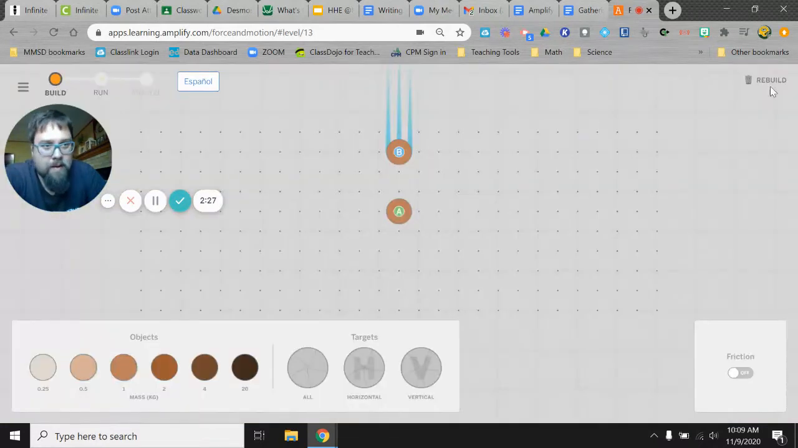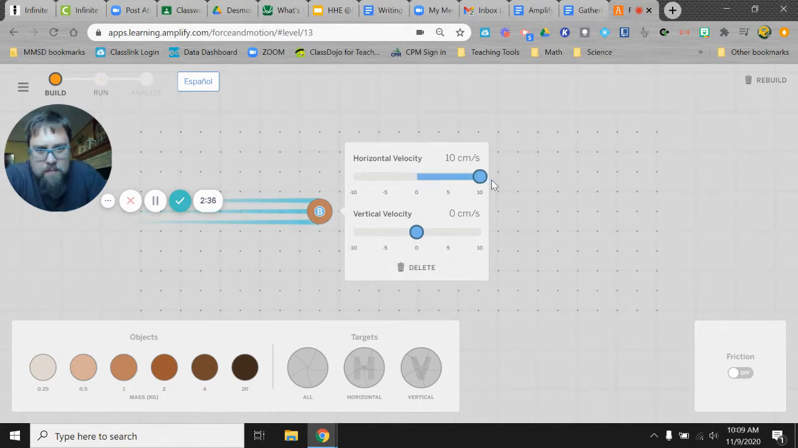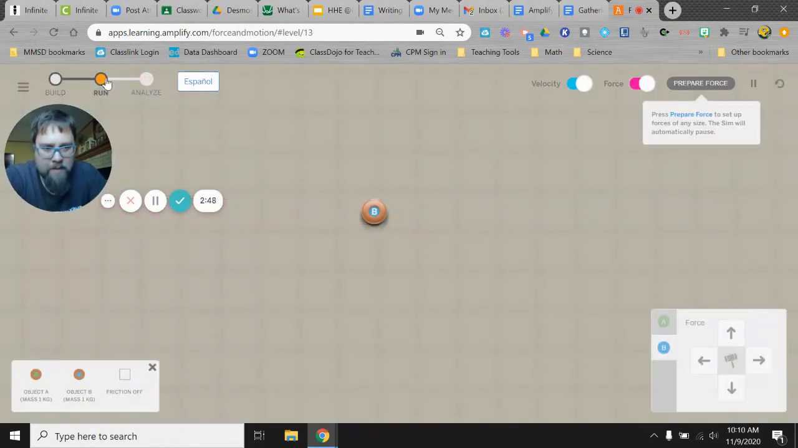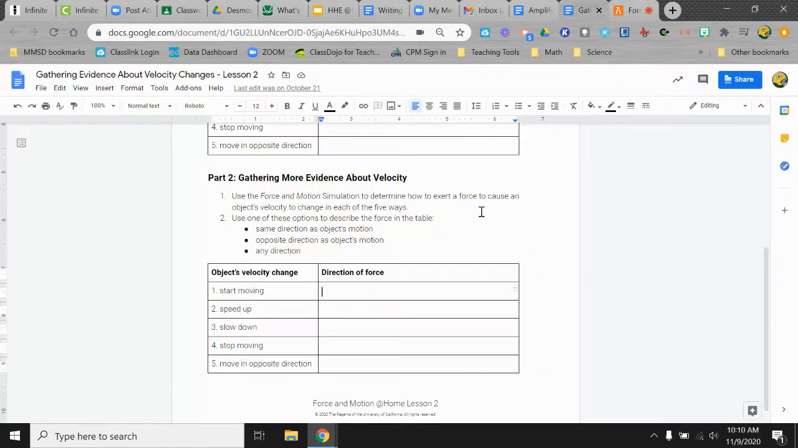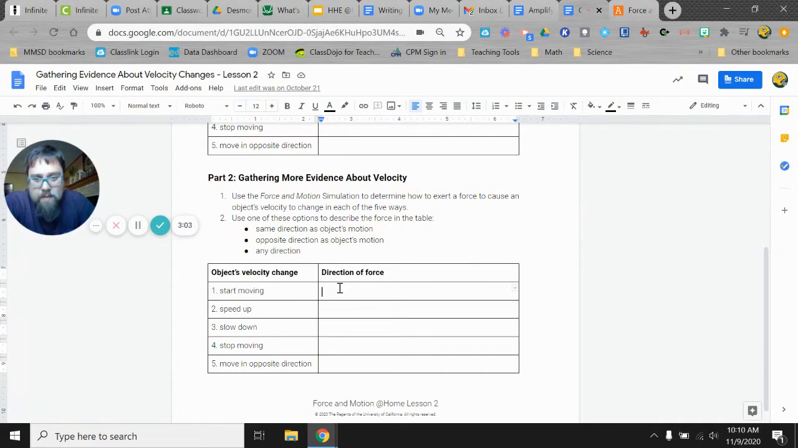Let's go back to build again. And you might be starting to get the idea at this point. Okay, let's just try a different horizontal velocity. Now we're sending the object B to the right. Okay, let's go ahead and run that. Again, we got object A to start moving. Right, so I hope that at this point you're starting to kind of get the idea that it could be any direction. Okay, so to get an object to start moving, we would say any direction, and then just type it in here. Okay. All right.